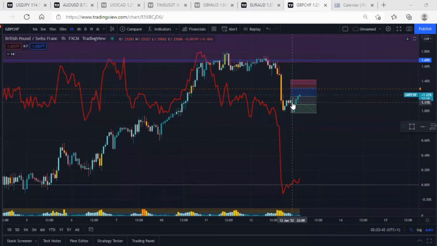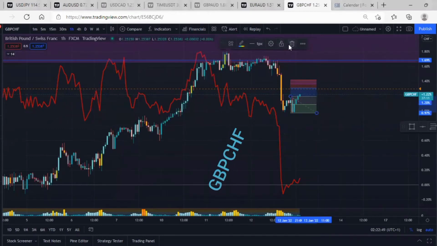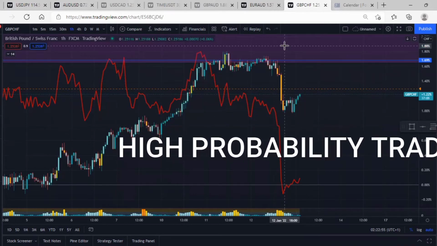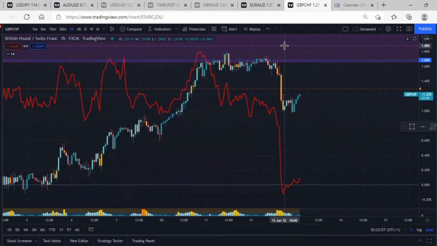All right, guys. Today we are going to be looking at this. So this is a very wonderful one, and it's a high probability trade. I'm going to give you some reasons why it's a high probability trade. So let's start from the fundamental instead of the technical.